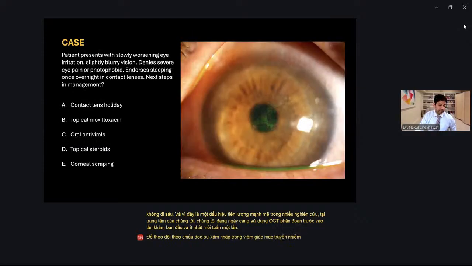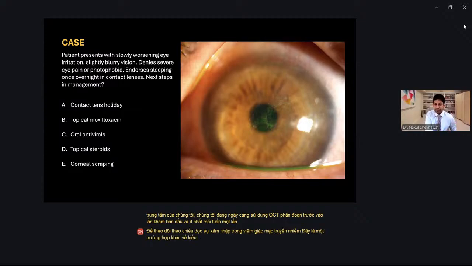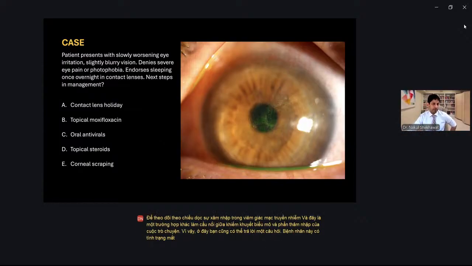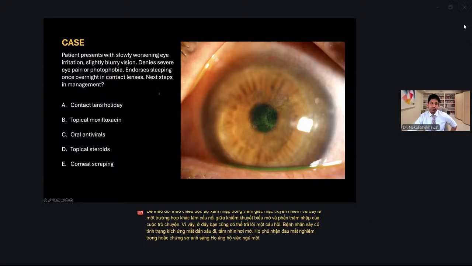So here's another case that kind of bridges the epithelial defect and the infiltrate part of the conversation. So here you can answer a question as well. This patient presents with slowly worsening eye irritation, slightly blurry vision. They deny severe eye pain or photophobia. They do endorse sleeping once overnight in their contact lenses. What are your next steps in management?